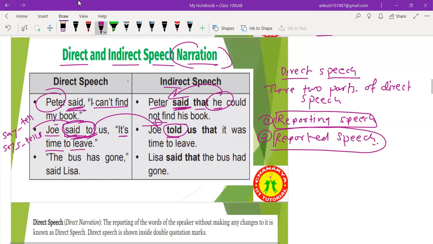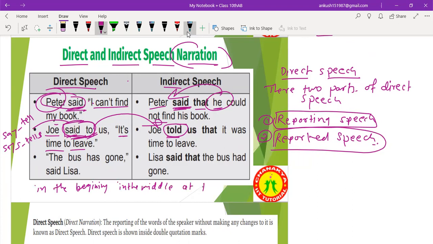Another interesting fact that I would tell you here is that the direct speech, the portion which is written inside inverted commas, can be written in the beginning, in the middle, or at the last. Okay, these three scenarios can be there, so don't be confused.